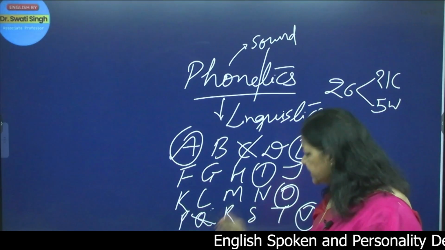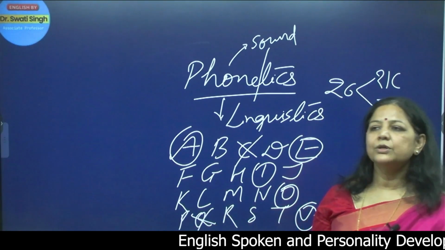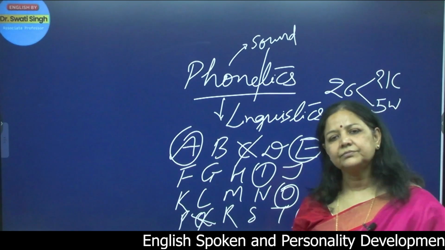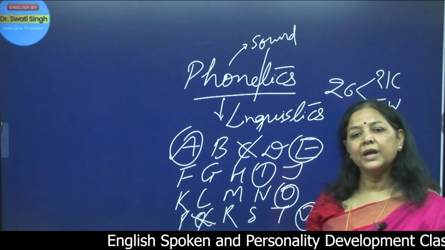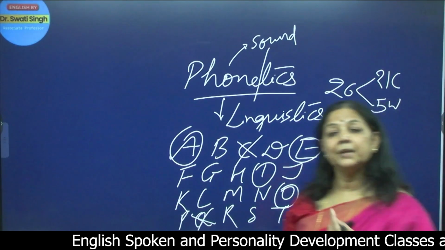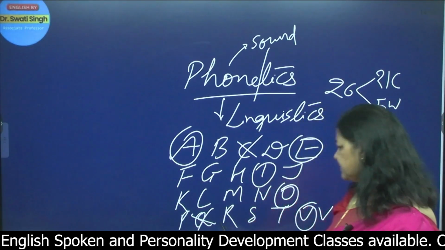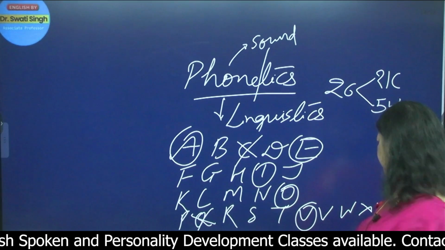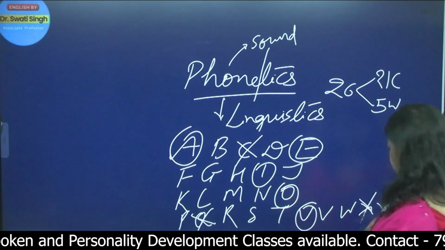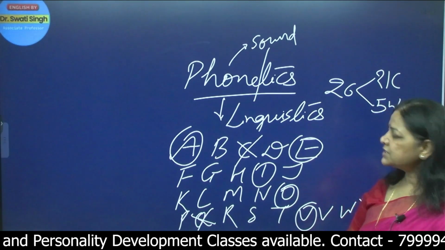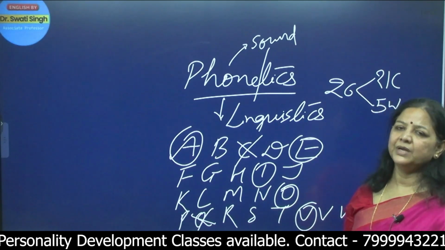Again Q is cancelled. Why? Because sometimes Q, and sometimes again the K sound is being mingled up, and that's why they have cancelled Q, right? And here X is also cancelled. So some new symbols have been introduced.